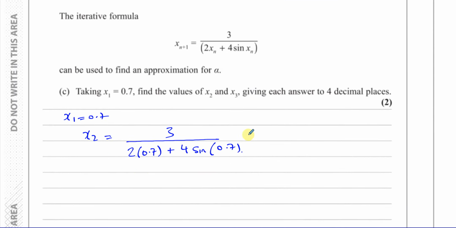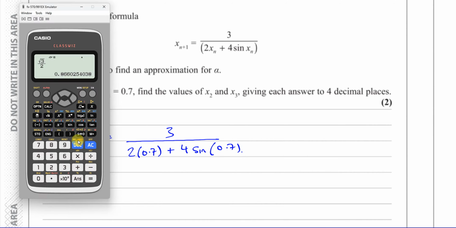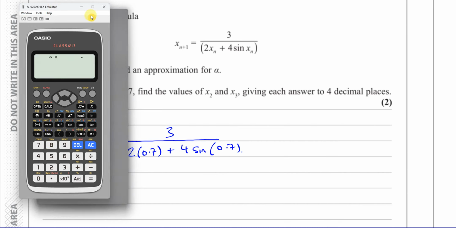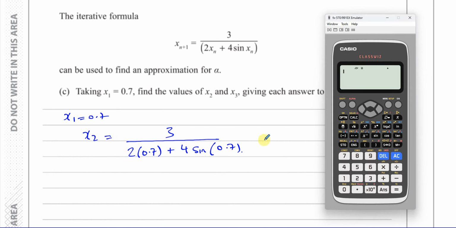So we have to be in radian mode. Take my calculator. That's very important first, to make sure the calculator is in radian mode. So shift menu, angle unit, radian. Okay, now x2 is going to be given by this.